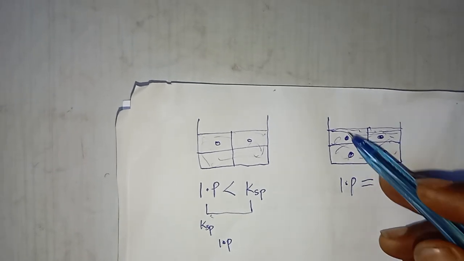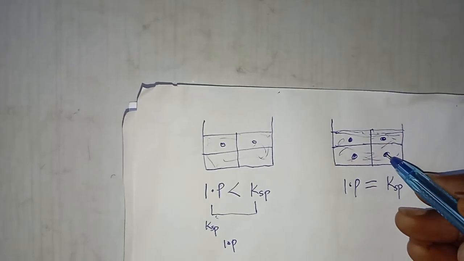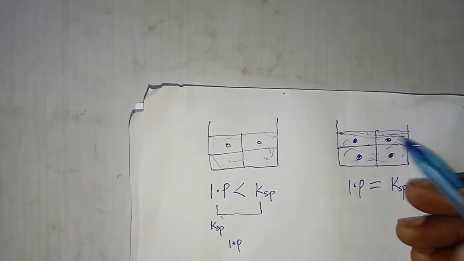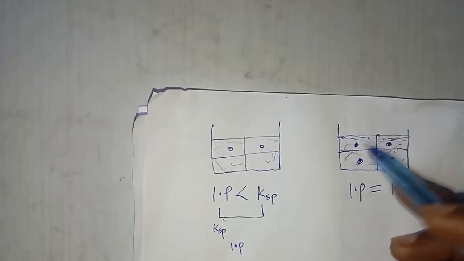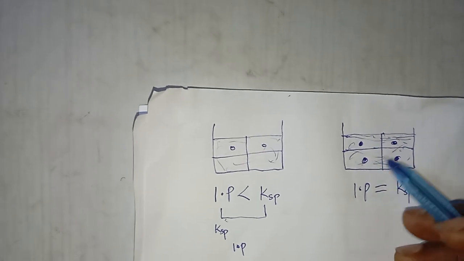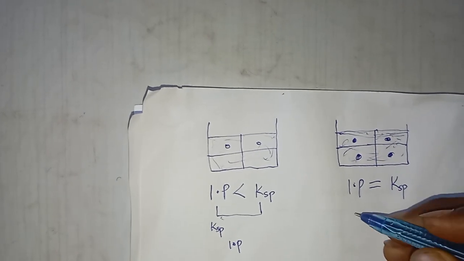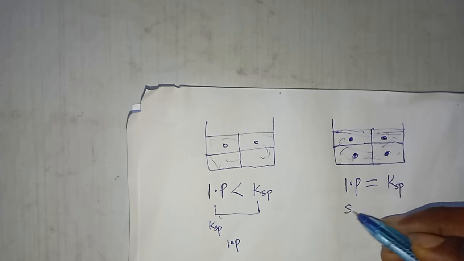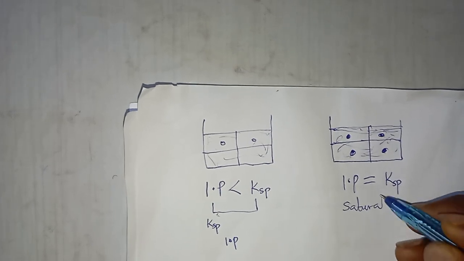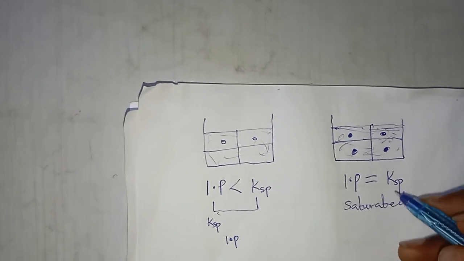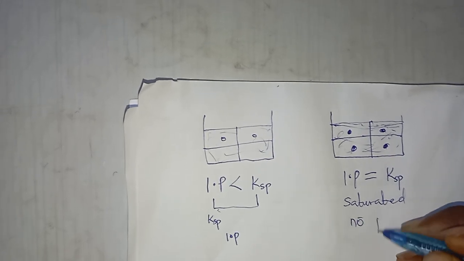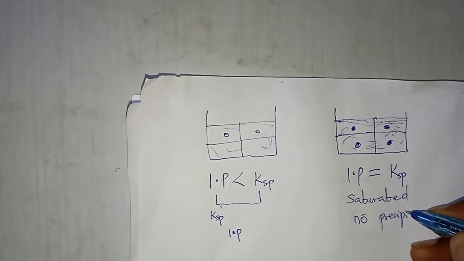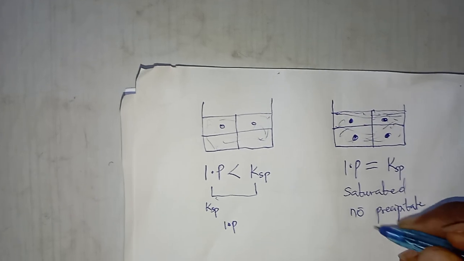You can see that at this point it has reached a point of saturation. So solute is equal to solvent. At this point, anything I add can no longer dissolve. This is where we say that it has become saturated. So ionic product equals KSP, but at this point, no precipitate will be formed.